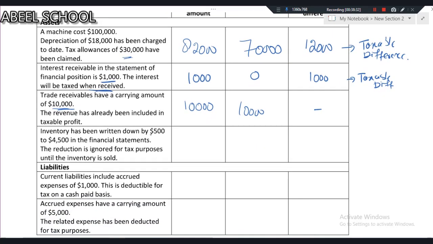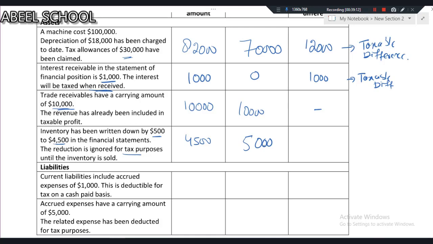Inventory has been written down by 500 to 4,500. Basically, we follow IAS 2, and IAS 2 says cost or NRV, whichever is lower. But tax authorities do not accept such a reduction at all. Inventory is written down by 500 to 4,500 in the statement, but the reduction is ignored for tax purposes. They ignore this 500. If they are not accepting the reduction, then according to the tax authority, inventory value is 5,000. It is not 4,500.